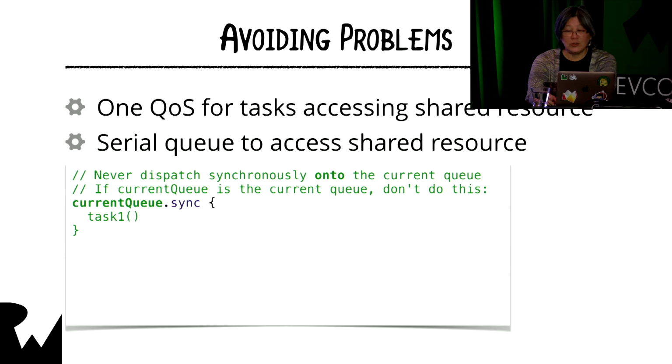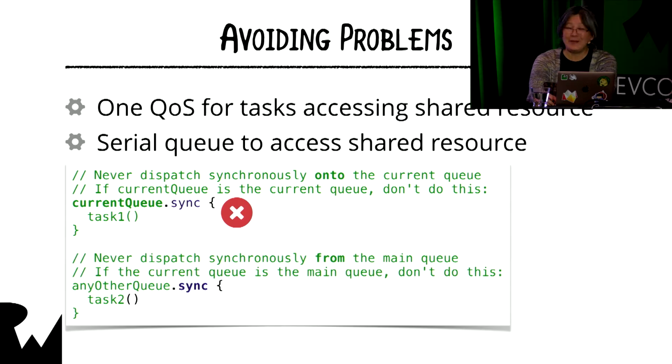So you should never call sync on the current queue because the task won't be able to run and it will never finish. And you should almost never call sync from the main queue. It will block the UI. The one exception is using sync to control access to an object's value. It's a very short critical task. Using sync to block the current queue while you're getting or setting the value will keep the value consistent.